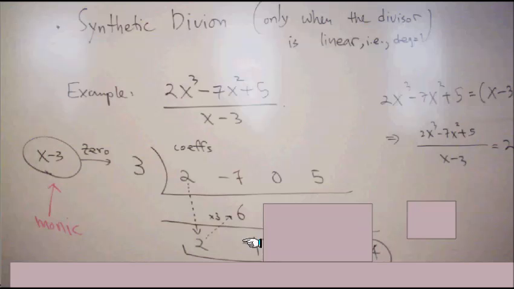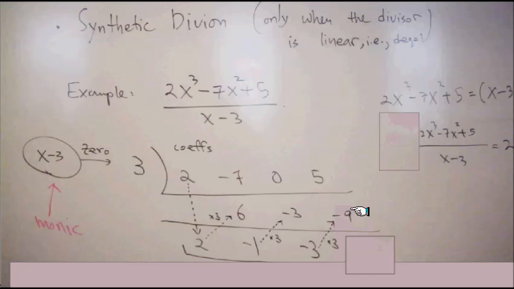Next, you multiply this one by the zero, positive 3 again. So if you multiply negative 1 by 3, you get negative 3. We're not subtracting in synthetic division, we're adding these 2 numbers. So if you add these, you have negative 3. Then as the last step, you multiply 3 by that negative 3, so you get negative 9. Then you add these 2 numbers to get negative 4 down there.